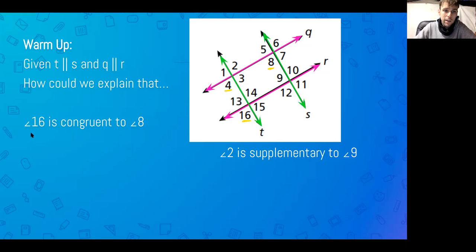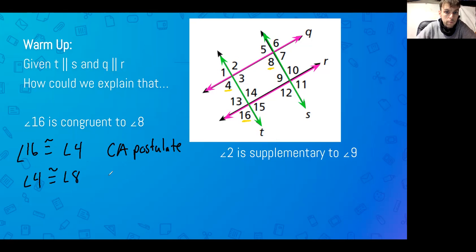And we can kind of write this out like a proof. We can say that angle 16 is congruent to angle 4 because of the corresponding angles postulate. We can say that angle 4 is congruent to angle 8 because of the corresponding angles postulate. And then finally, by the transitive property of congruence, we can say that angle 16 would have to be congruent to angle 8, again, by the transitive property of congruence.